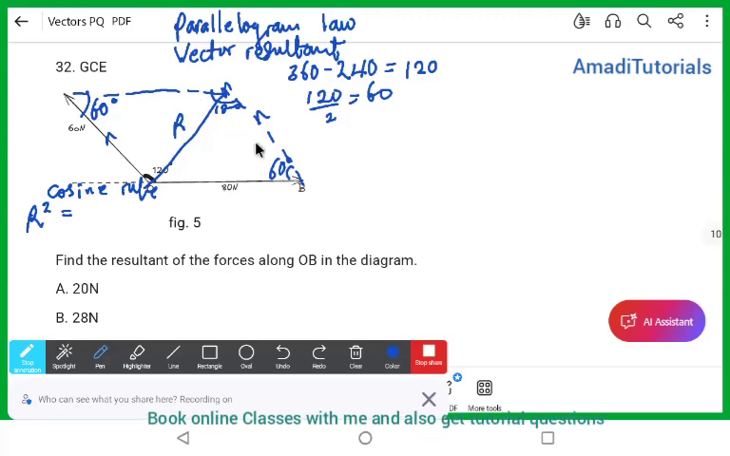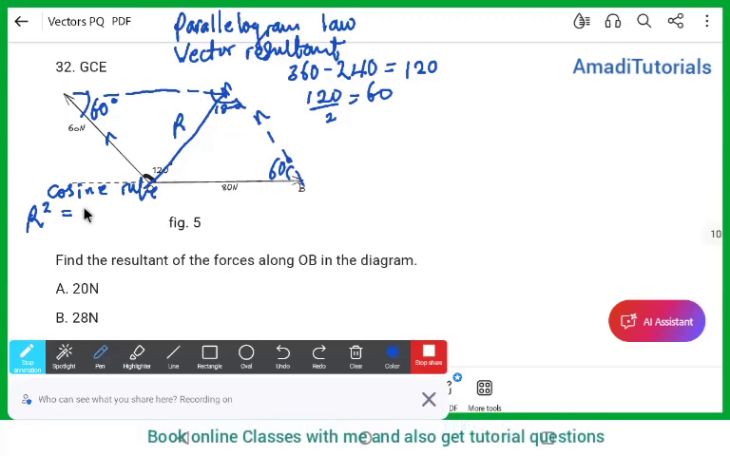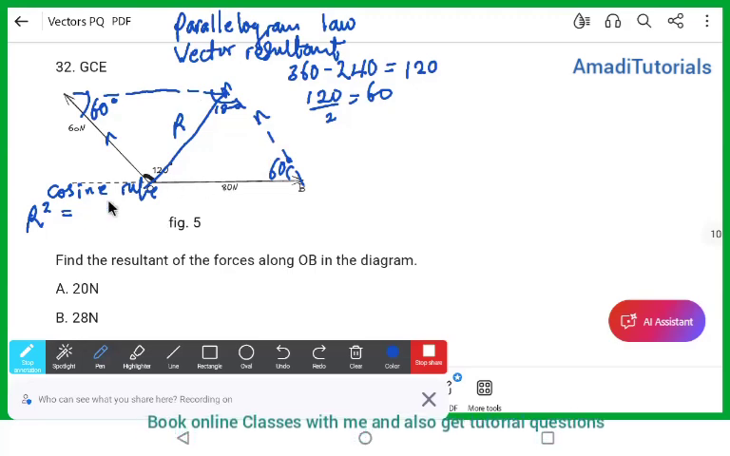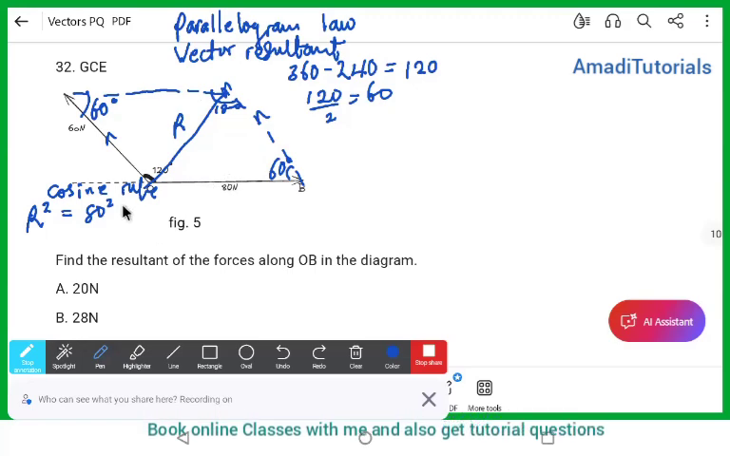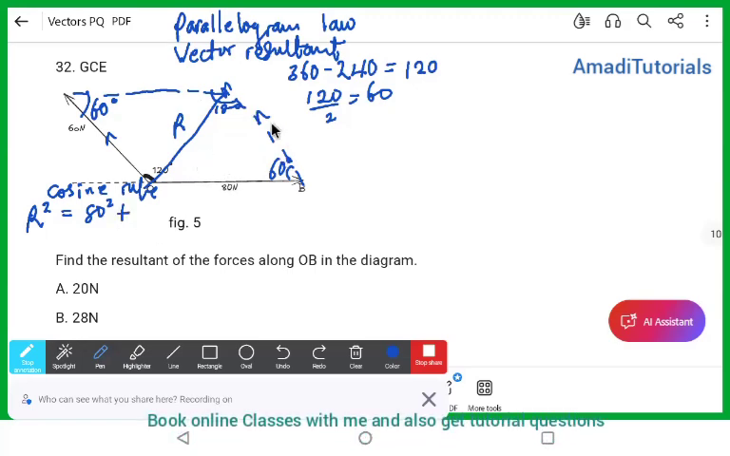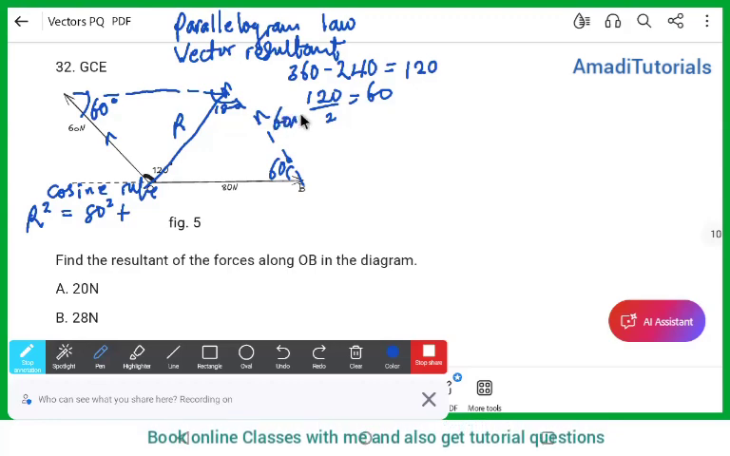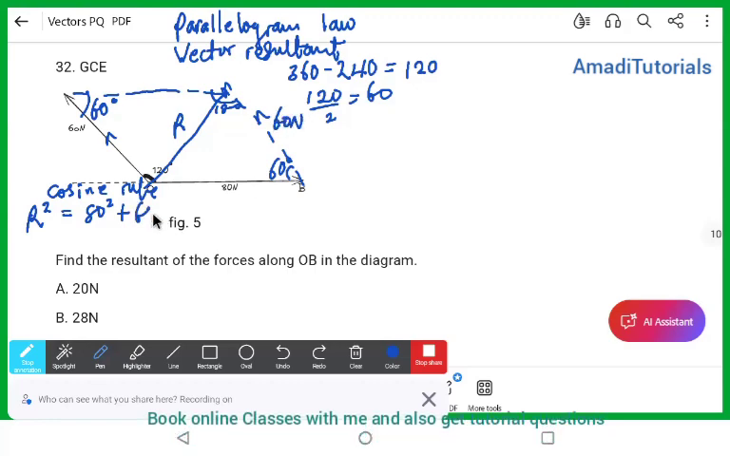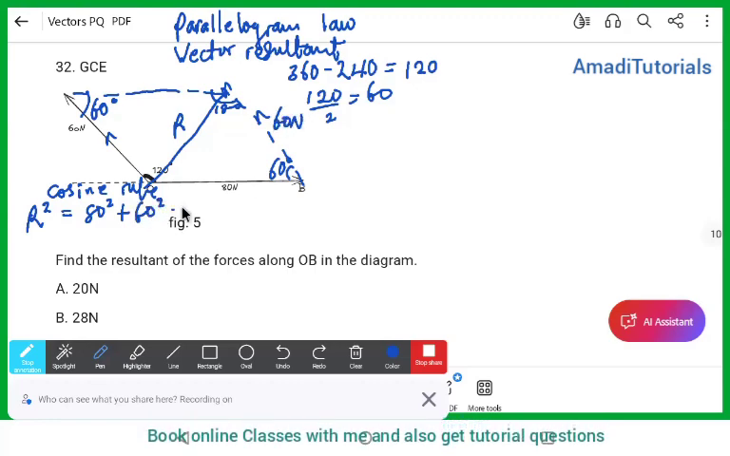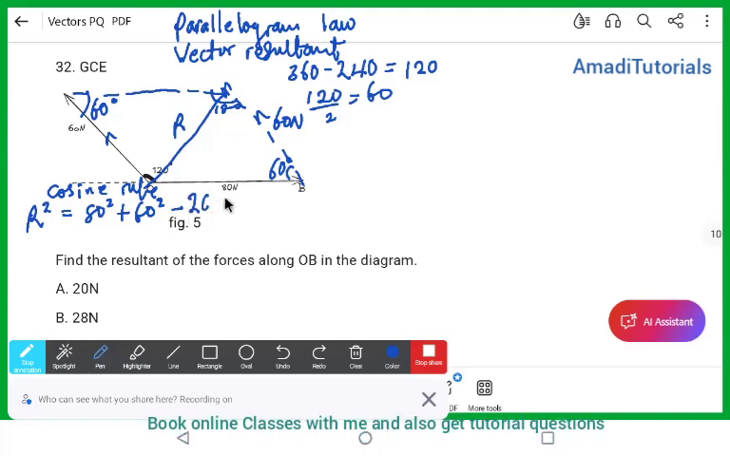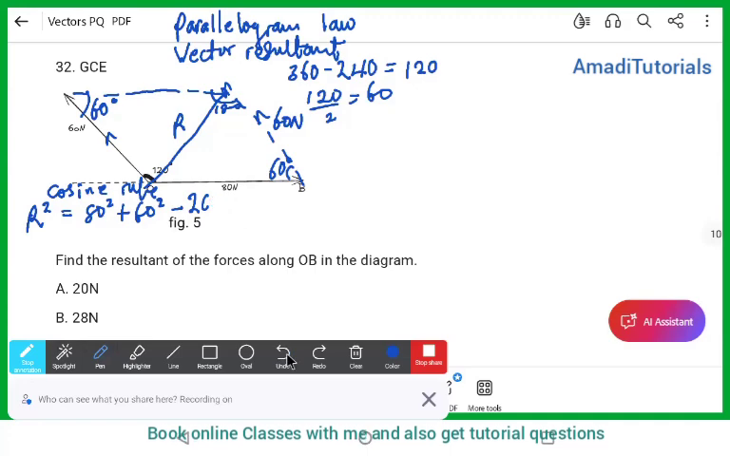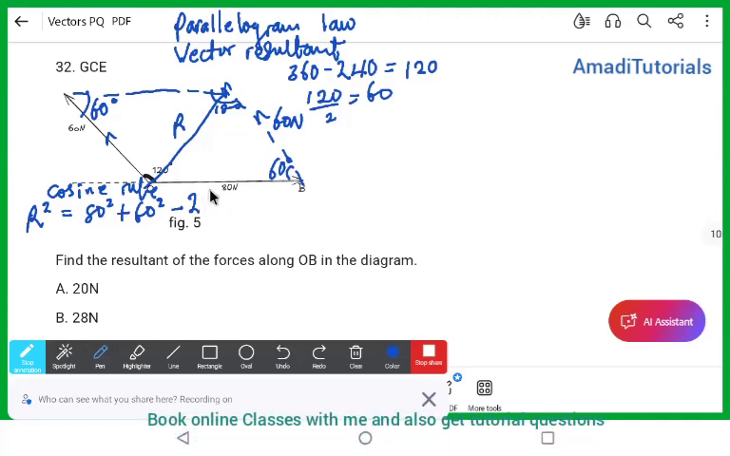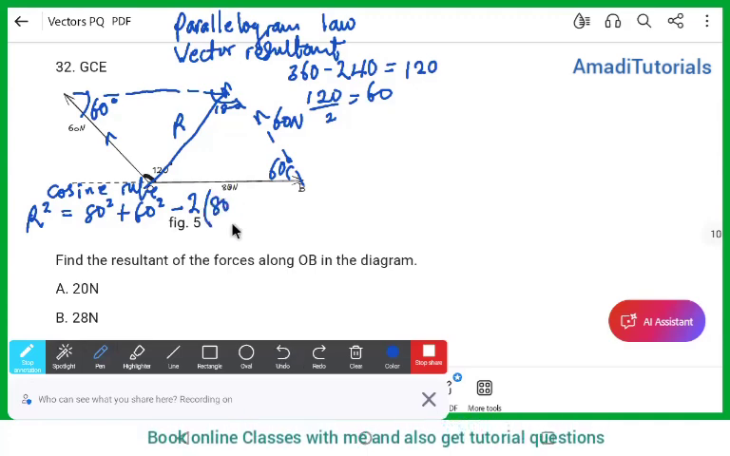The square of that side equals what? You first start with 80 Newton, the square of this side, plus the square of this side. This side is parallel to this side, so here is also 60 Newton, plus 60 squared, minus 2 cos, sorry, it's not minus 2 cos that, minus 2 times 80 times 60.